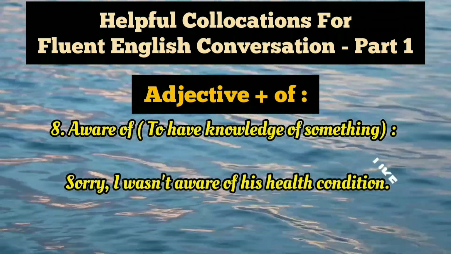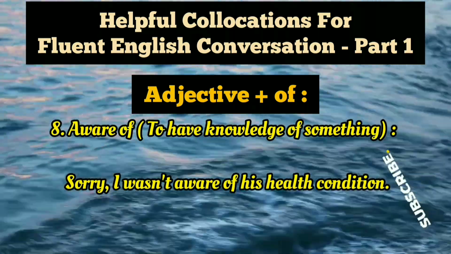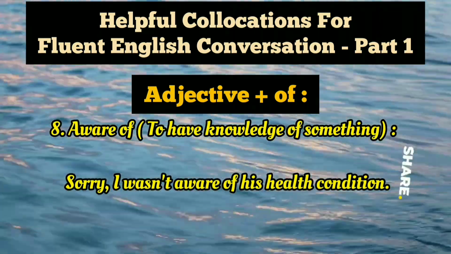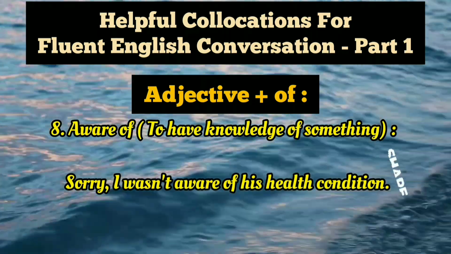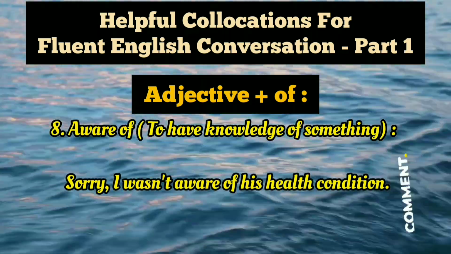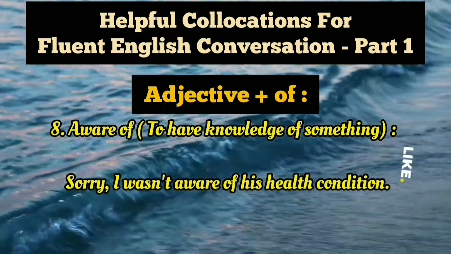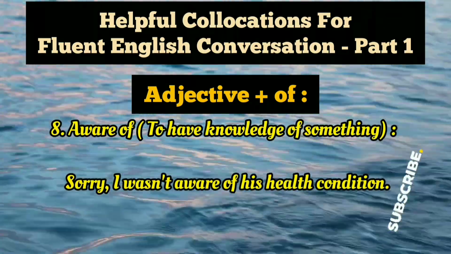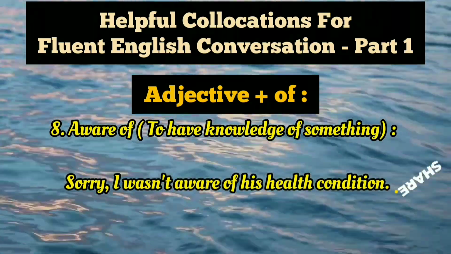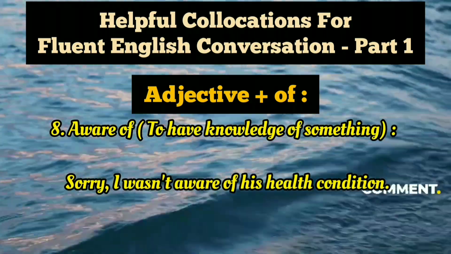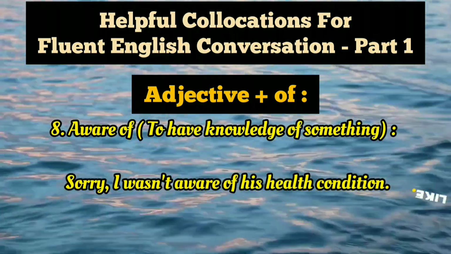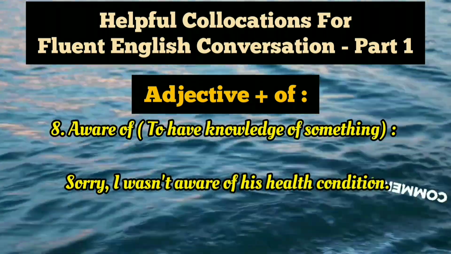That time you say aware of. Are you aware of this? That means do you have knowledge of this? So let me show you how to use this. Sorry, I wasn't aware of his health condition. That means I did not have knowledge about his health condition. Like this way you can use this very useful collocation, aware of, combining the adjective aware with of.